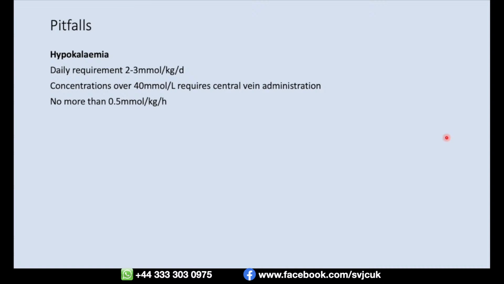Hypokalemia, very much a possibility if we're not measuring and adding potassium to our maintenance fluids. If you're giving a concentration of greater than 40 millimoles per litre, this requires central vein administration. And we don't want to, again, administer more than 0.5 millimole per kilo per hour because of the risk of too quick a change and arrhythmias associated with that. But again, this is a good reason for measuring electrolytes regularly because the potassium concentration in the plasma is very hard to predict, and we might need to add or take away potassium from our maintenance fluids quite regularly.